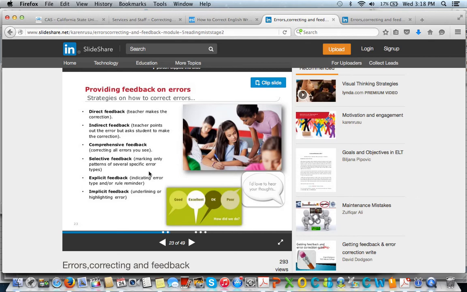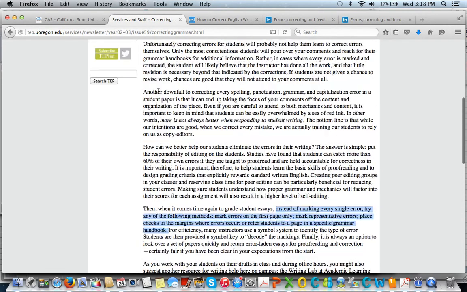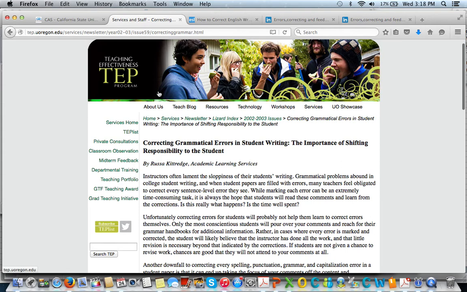That we mark certain patterns of errors or certain types of errors based on what we think will be most beneficial for our learners. Explicit and implicit is another choice we can make, whether we indicate the specific type of error or just underline it in more general implicit ways. I want to turn to this article that I found online, which is teaching tips for people who are teaching in a writing lab. And writing labs typically don't want to correct all the errors that learners make because they say they're not editors and they're not there to proofread students' writing, but to help students improve their own writing.